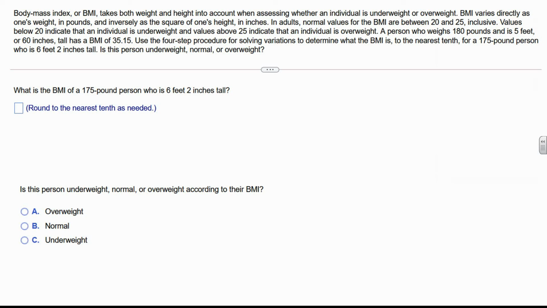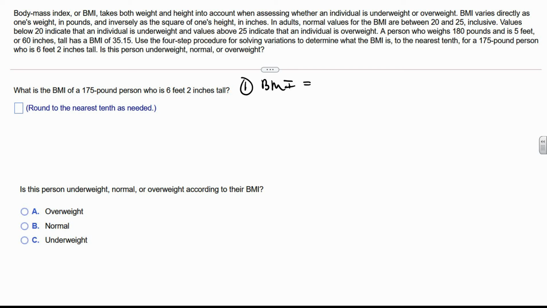So body mass index, or BMI, takes both weight and height into account when assessing whether an individual is underweight or overweight. BMI varies directly as one's weight in pounds, and inversely as the square of one's height. So we're talking about BMI, and that second sentence is the one I'm going to translate. It says varies directly as one's weight, so I'm going to use W for weight, and H for height. I think that makes sense.